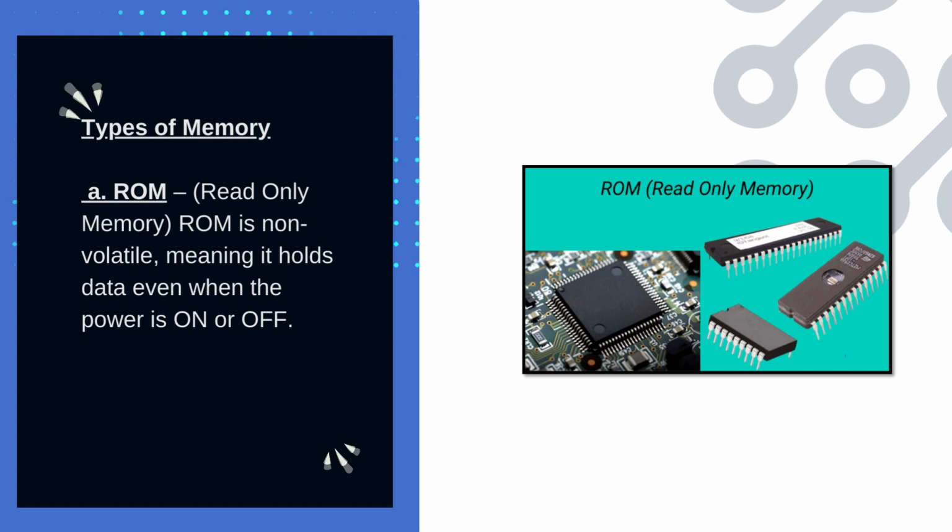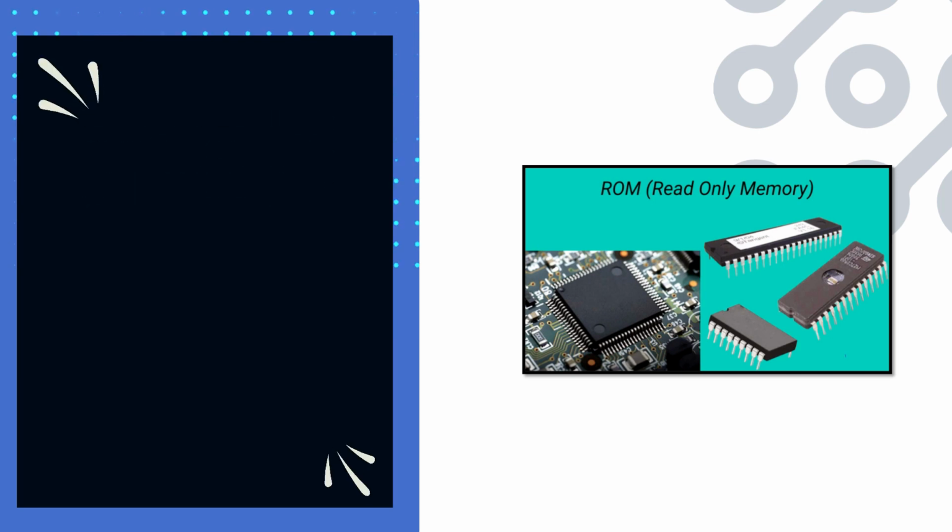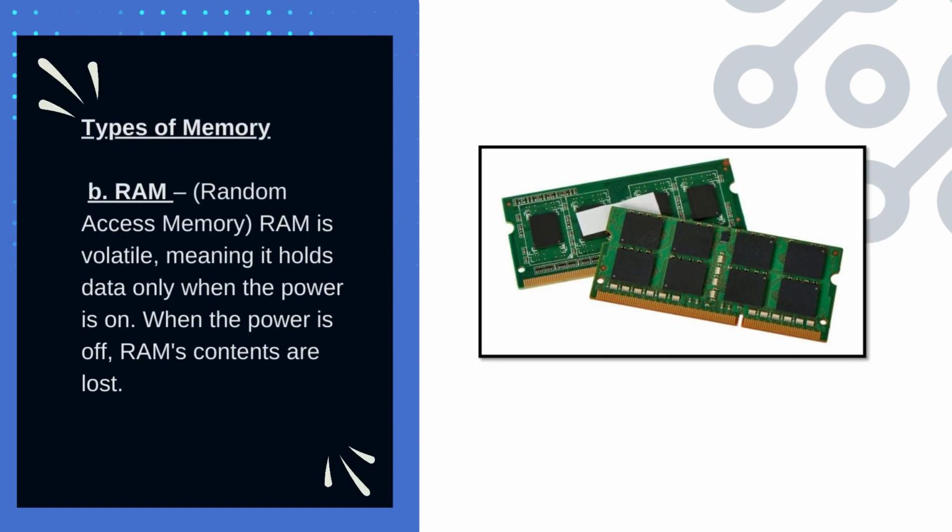And we have two types of memory. We have the read-only memory or the ROM. It is non-volatile, meaning it holds data even when the power is on or off. While RAM or random access memory is volatile, meaning it holds data only when the power is on. When the power is off, RAM's contents are lost.